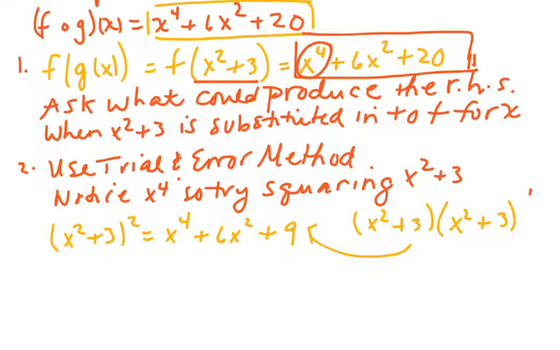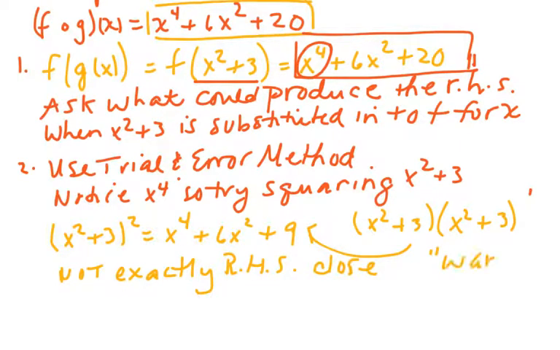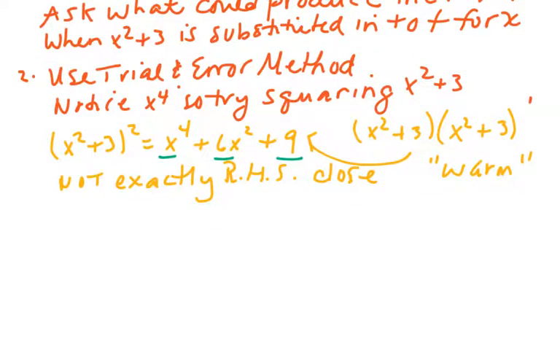So it's not exactly the right-hand side, but we're close. You ever play that game, hot and cold, right? You're warm. So you're off by a little bit. If you notice, your x to the fourth matches, your 6x squared matches, but your constant term is off. And it's off by 11. So let's try again. Trial and error.